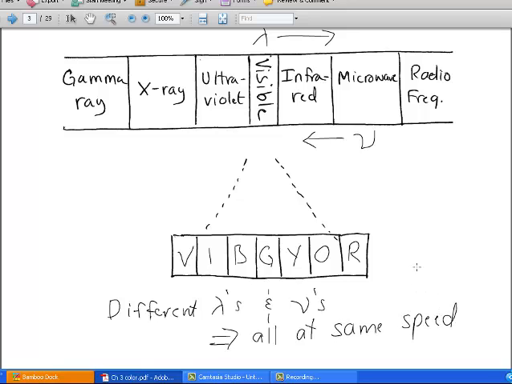Remember, they all are related by the formula c equals nu times lambda. So as wavelength goes up, frequency goes down, but the speed of light stays the same. So the speed of a radio frequency wave is the same as the speed of a gamma ray.